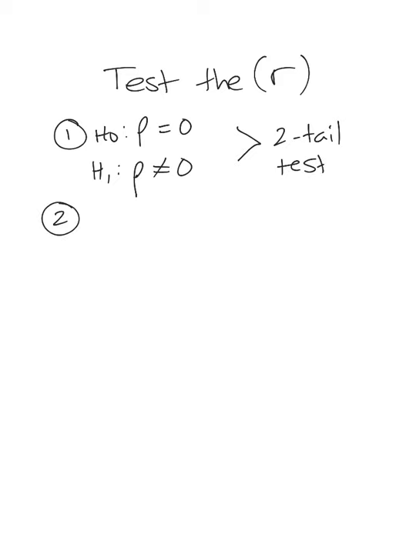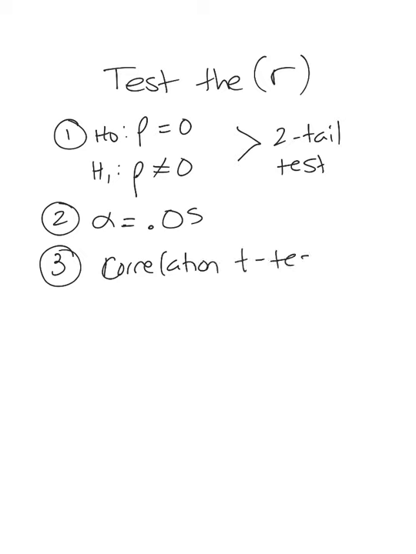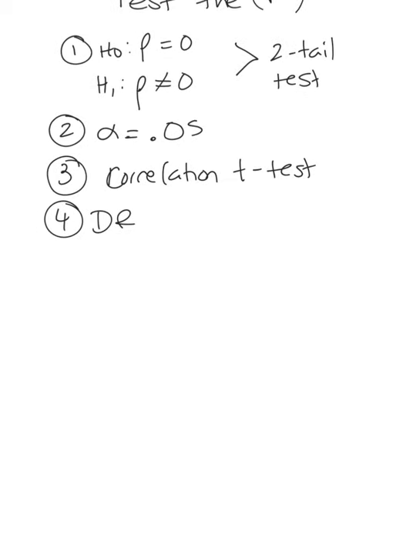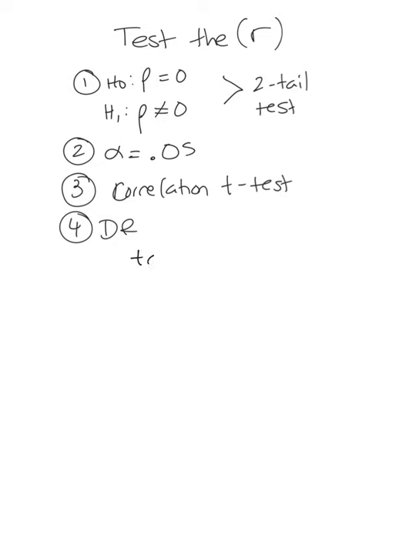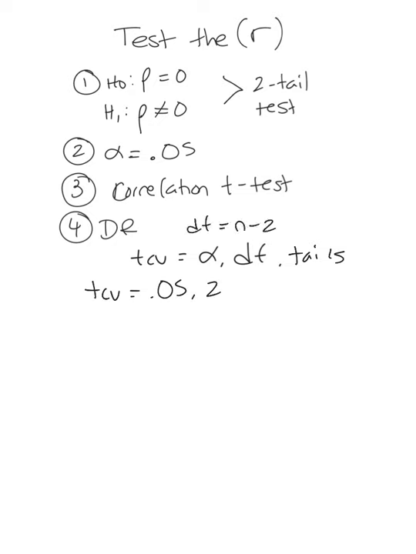Step 2, we have to classify alpha, and in this case, let's use alpha of 0.05. Step 3, this is going to be a correlation t-test. Step 4, we need our decision rule, and our t critical value is based on alpha, degrees of freedom, and the number of tails. So our t critical value is based on an alpha of 0.05, 2 degrees of freedom, because degrees of freedom for the correlation coefficient is n minus 2, and we have 2 tails.